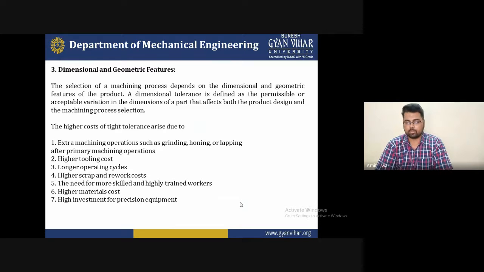primary machining operation. Second is high tooling cost. Third is the longer operation cycle. Fourth is higher scrap and rework cost. And the fifth is the need for more skilled and highly trained workers. Sixth is the higher material cost. And the seventh is the high investment for precision equipment.